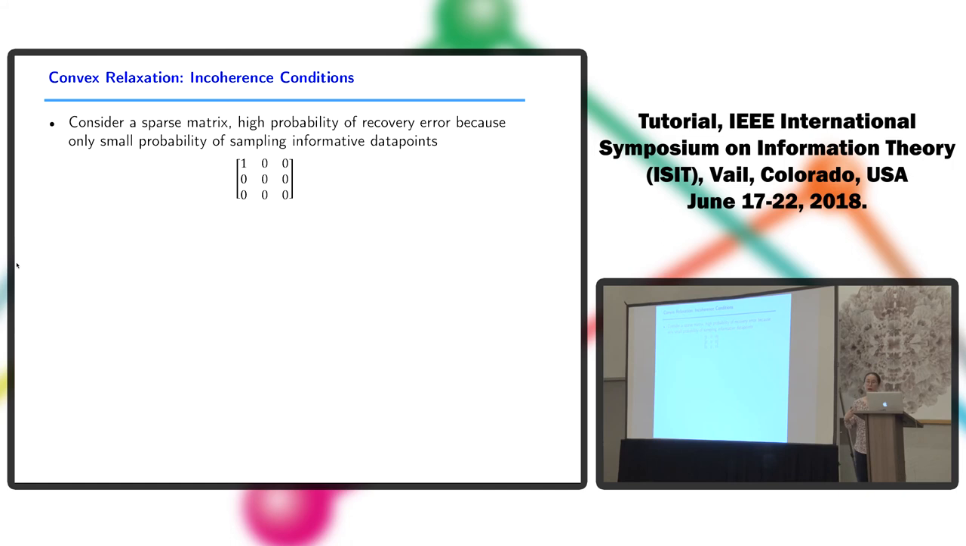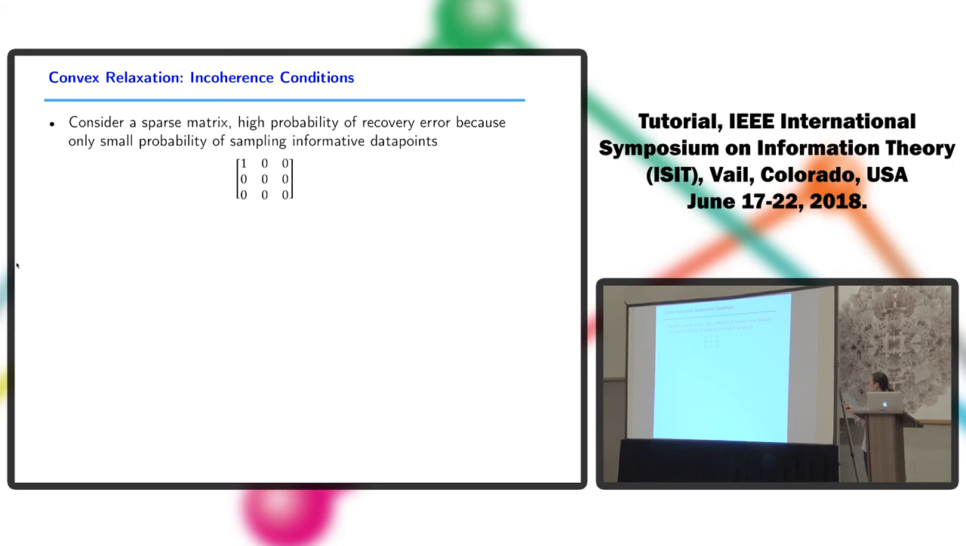The problem with recovering this matrix, given a noisy sample, is that there's a high probability of recovery error, because there's only a very, very small probability that you will ever see this one entry. Otherwise, you're going to always see zeros. And so that's a big problem. So we want to rule out matrices like this and not allow them in our analysis. So how do we get a more general form that captures this behavior?